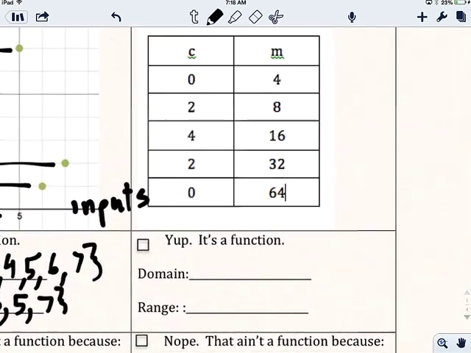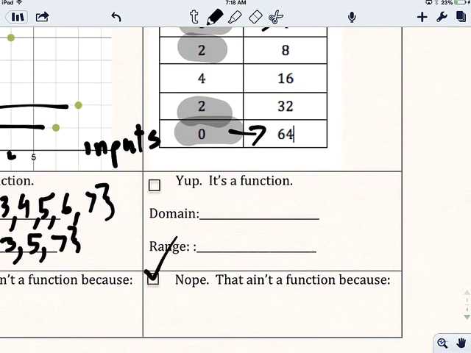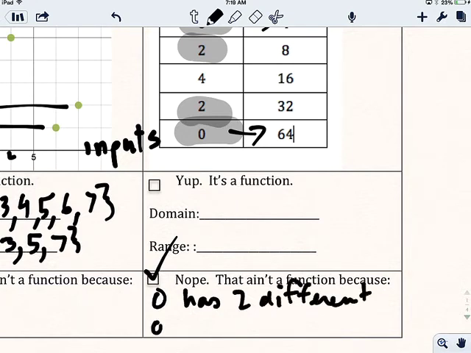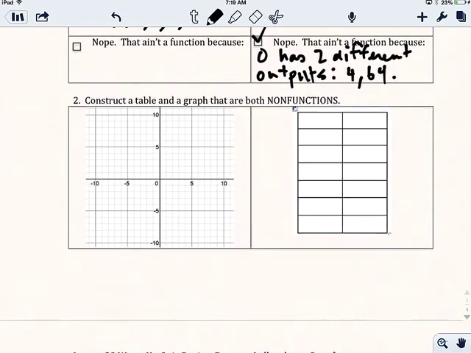So I'm testing again whether it's a function, and something that I'm noticing looking at it right off is that 0 is repeated, so is 2, and when they are repeated they are going to different outputs. So it's not a function. 0 has 2 different outputs, 4 and 64. And you can also give the example of 2 having 8 and 32 for its outputs, but really once you have one example, you're good enough.